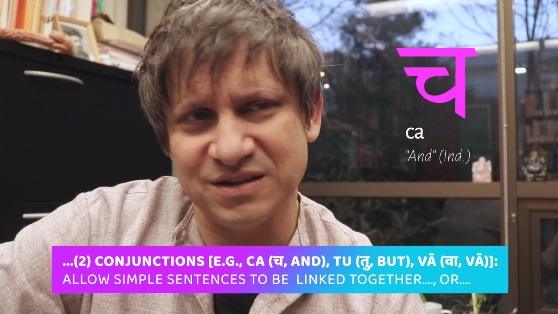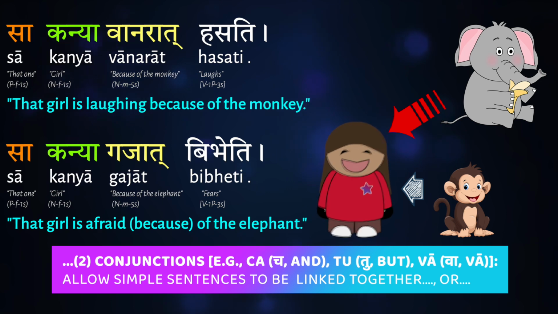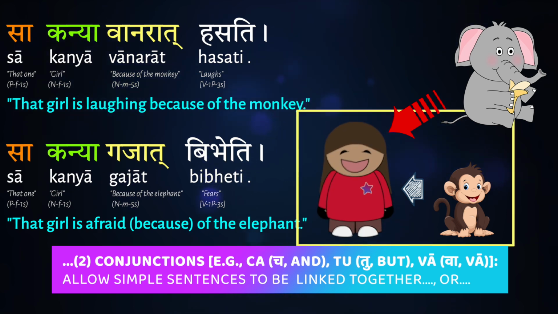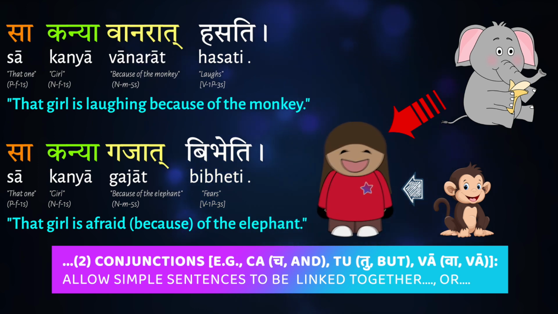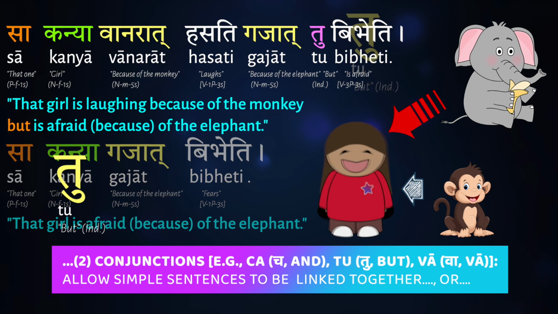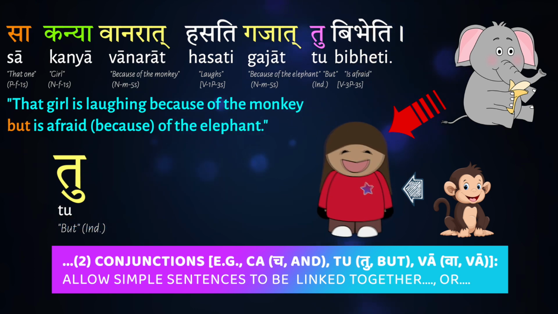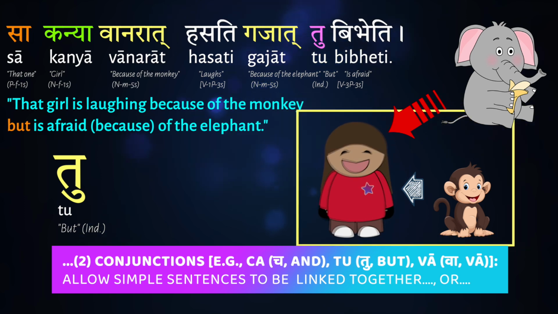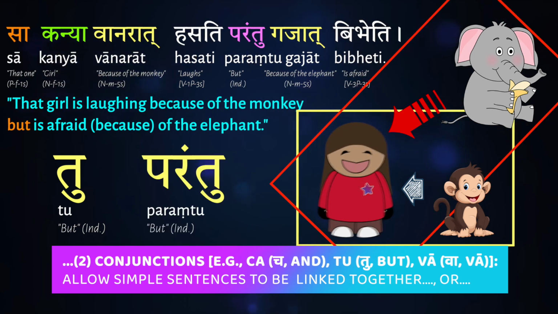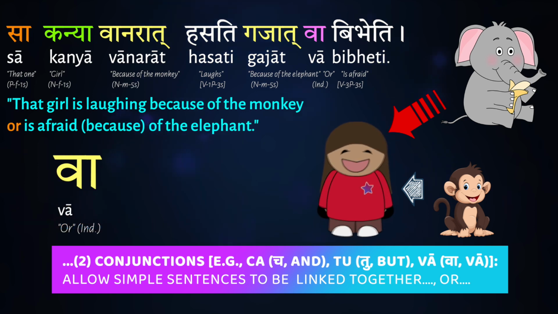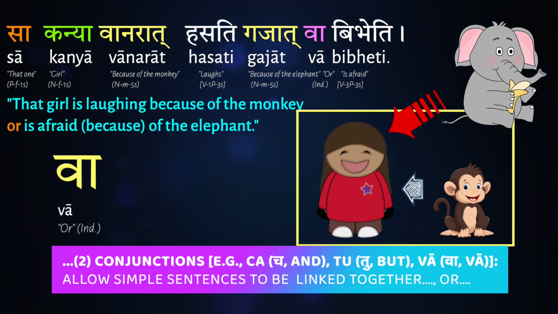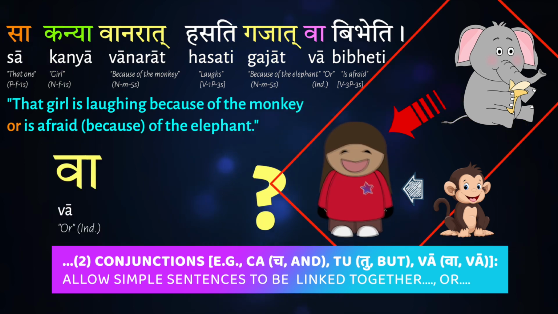Well, one way to do it is using the conjunction and, right? Cha. You could say, Sa kanya vanarat hasati gajat cha bibheti. That's also fine, right? There are other such conjunctions that will be able to link sentences together. We saw this in the previous sections, right? The word tu can be used: Sa kanya vanarat hasati gajat tu bibheti. The girl is laughing at the monkey, but she's afraid of the elephant, right? Or you can add parantu. That's another way to do it. Another similar conjunction is or, right? Sa kanya vanarat hasati gajat va bibheti. The girl is laughing at the monkey or is afraid of the elephant.